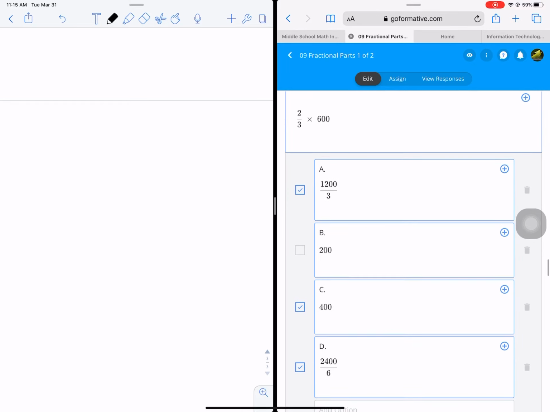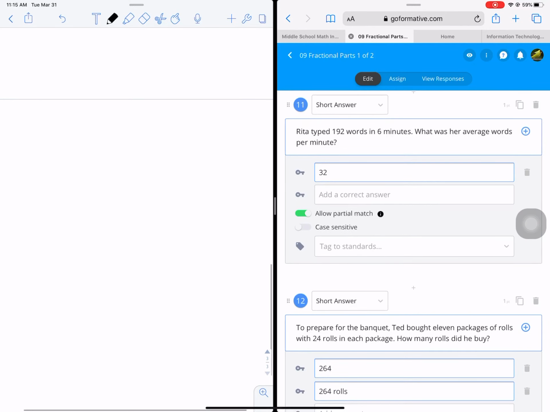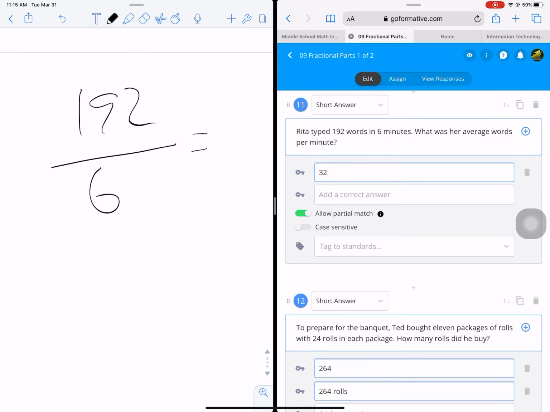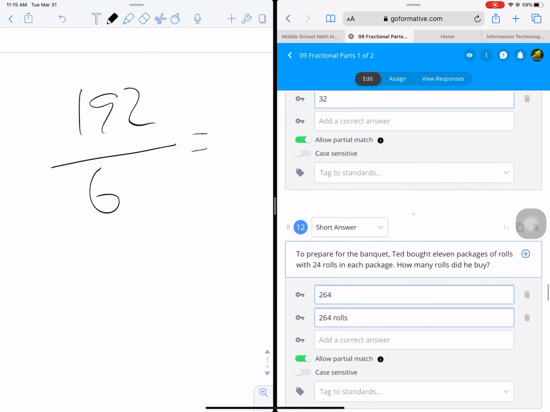So same thing here, multiply the tops. Okay, now we have a word problem. Rita typed 192 words in 6 minutes. What was her average words per minute? If I want to find the average of something, I just divide what I have by how many minutes I have. So basically 192 divided by 6 is going to yield me that answer. That's why the answer says 32. So you're going to want to divide.